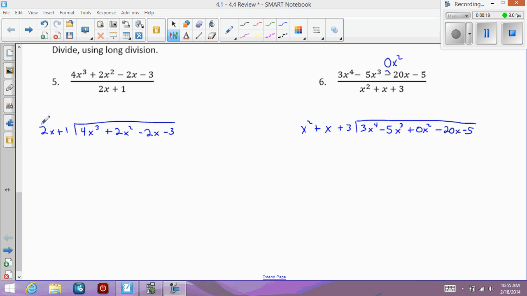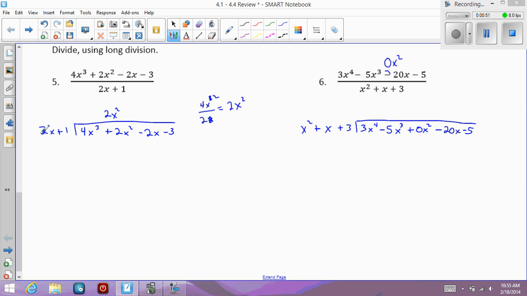So we have to figure out what we multiply times 2x to get 4x cubed. To figure that out, we could do 4x cubed divided by 2x as a fraction and simplify this. So 4 divided by 2 is 2, and x cubed over x, one of the x's will cancel out up here and give us a 2, and the one down here below will get canceled out. So we have 2x squared. So that's what we put up at the top, 2x squared.